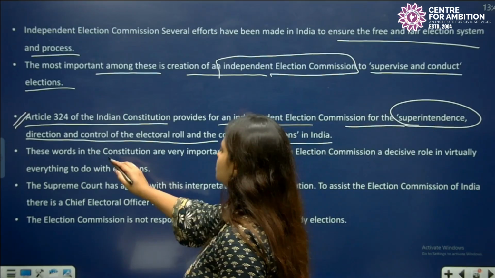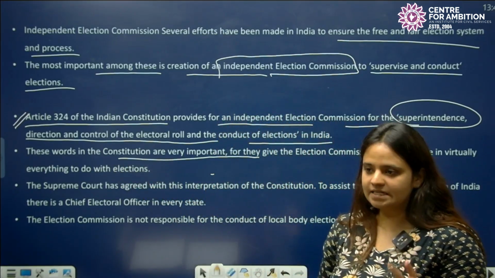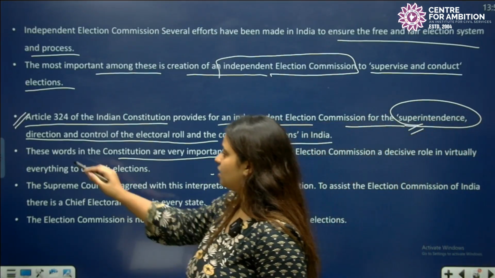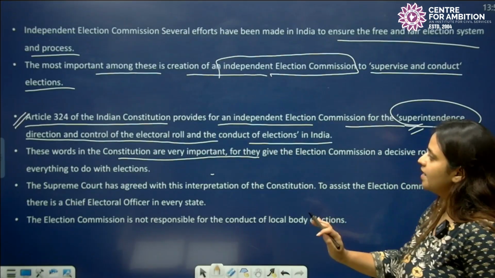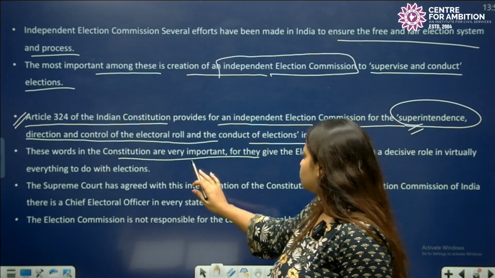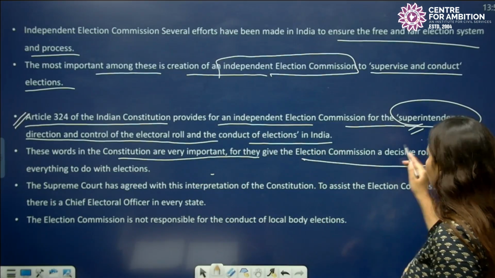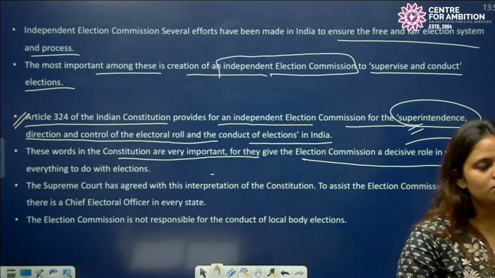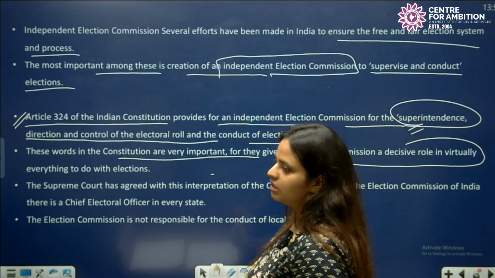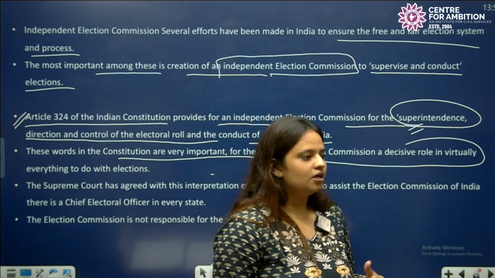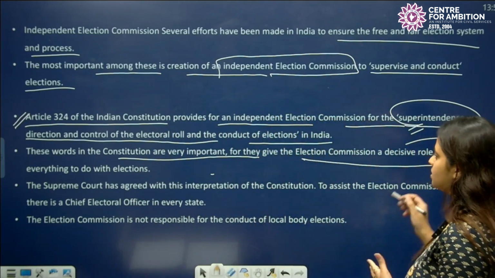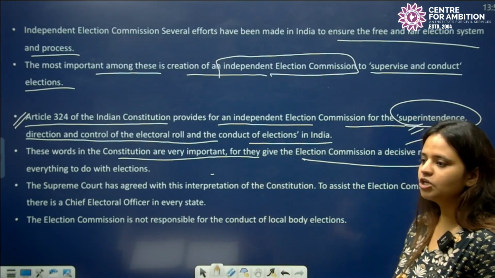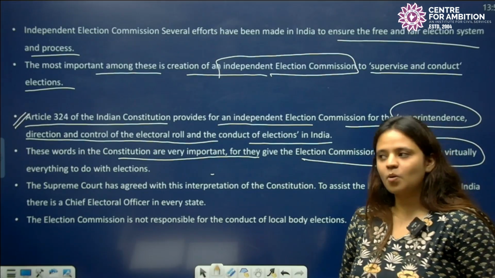Okay. So these words in the Constitution are very important. That's why I'm highlighting them again and again: superintendence, direction, control, conduct and supervise. They are very important because they give the Election Commission a decisive role in virtually everything to do with the elections. Whatever roles are connected with the elections, the Election Commission gets its power from these words. These words show why the Election Commission is so important.